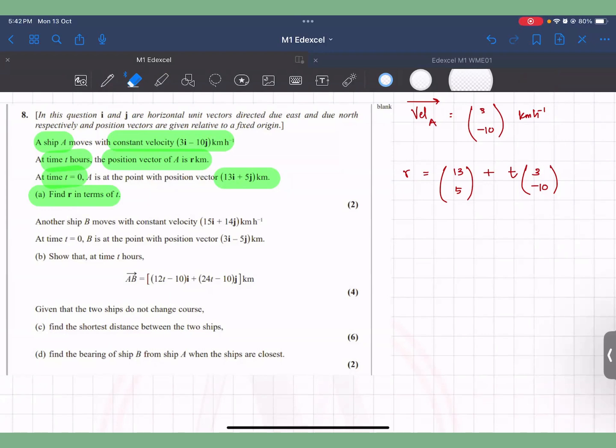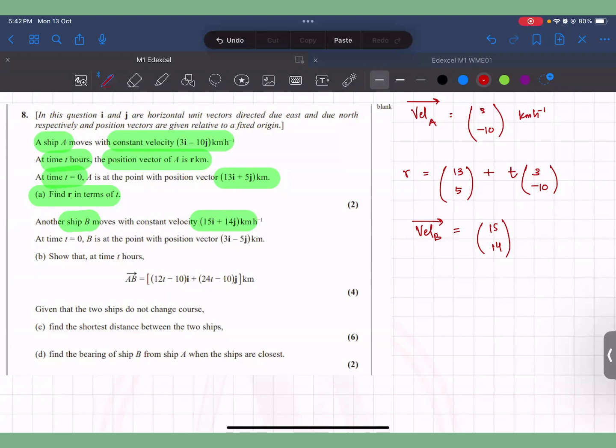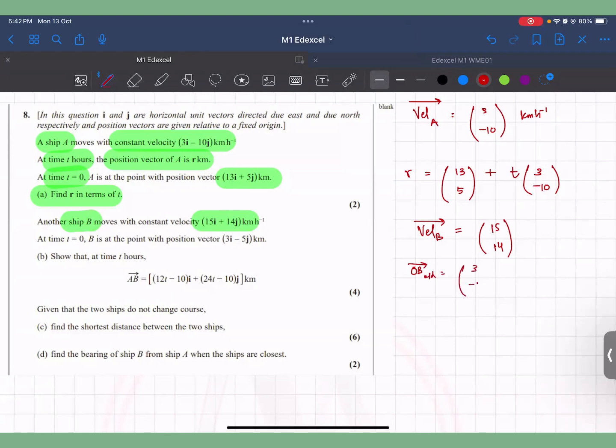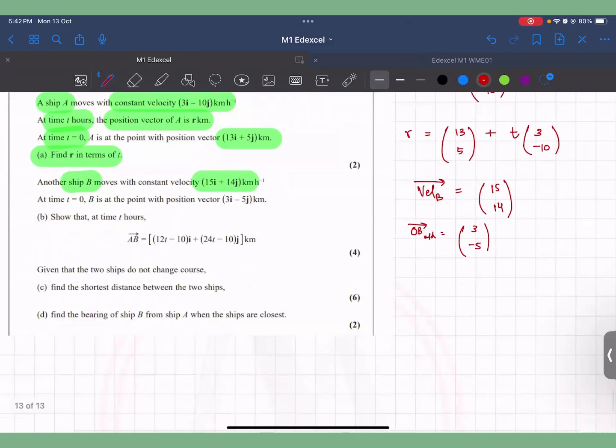Then they have given you another ship B that moves with a constant velocity. So they have given you the velocity vector of B as well. It is 15i plus 14j. And then at time 0, B is at the point, okay. So the original position vector of B is given to you, OB, original, old, you can say. It is given to you. Original position vector is 3i minus 5j.